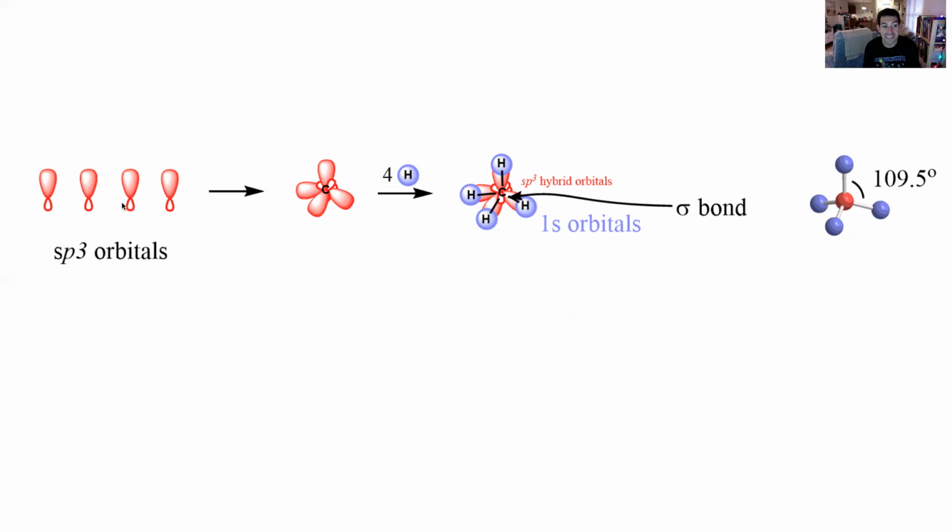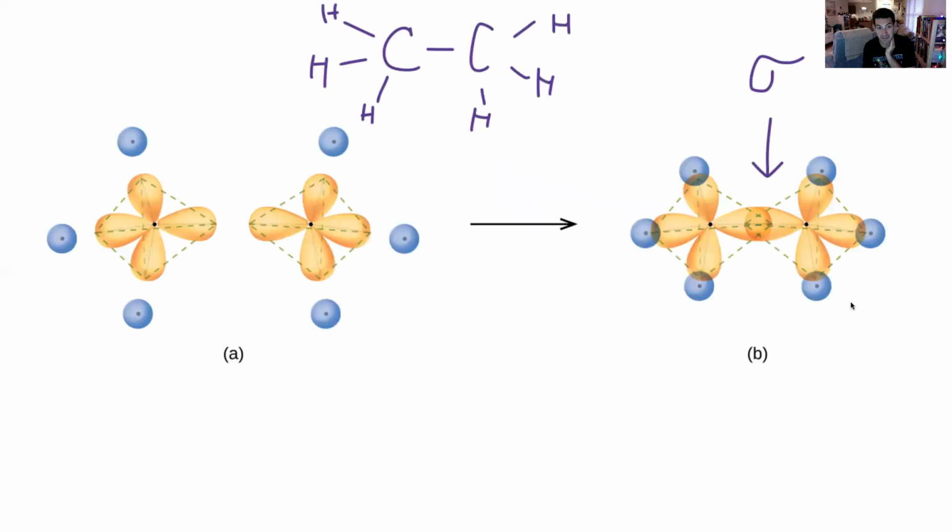Here we see carbon with its four hybridized sp3 orbitals, and each one is overlapping with a hydrogen to make methane. We see four sigma bonds. Each covalent bond is designated a sigma bond. It gives us that tetrahedral shape, the 109.5 degree bond angle. That is our methane molecule.